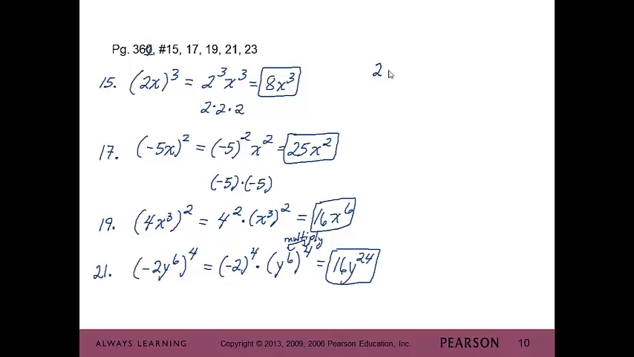And then number 23. We have negative 2x to the 7th power raised to the 5th power. So our factors are negative 2, raise it to the 5th power, times x to the 7th power raised to the 5th power. So negative 2 to the 5th power, that's negative 32. And then x to the 7th raised to the 5th, that's going to be x to the 35th.